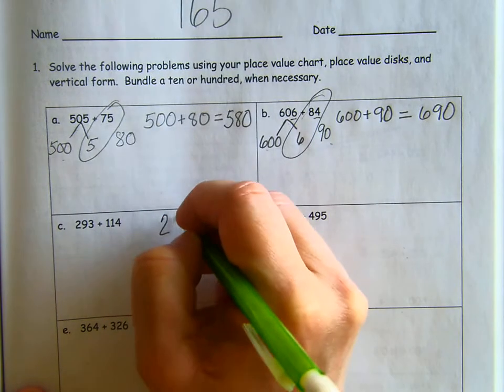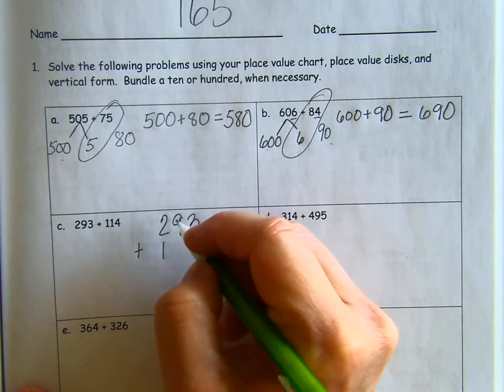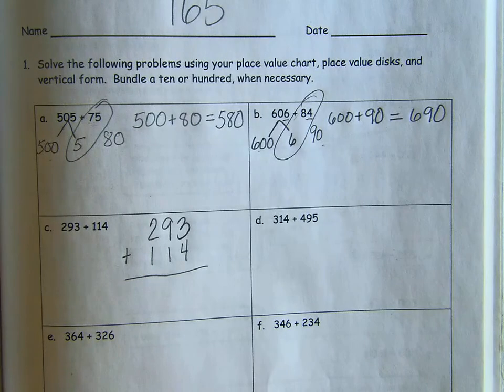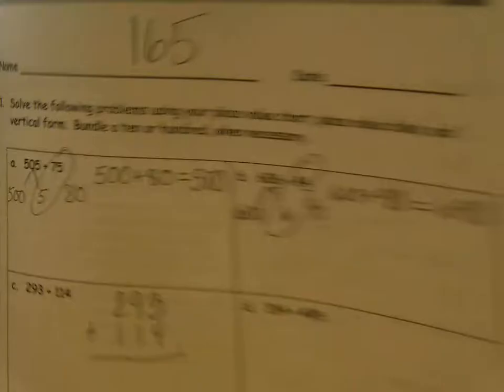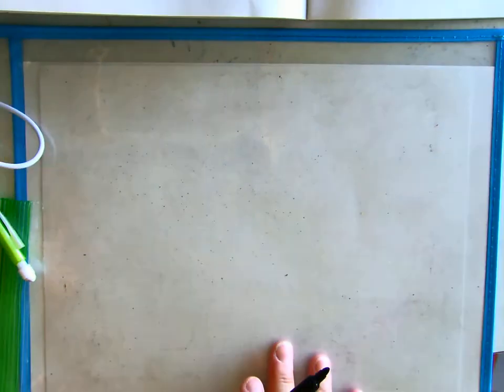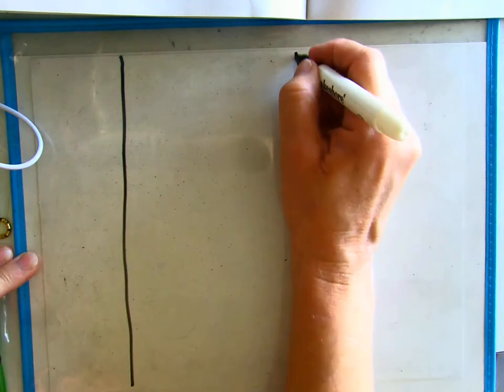We're going to write this in vertical form, making sure that we line the numbers up. The hundreds, the tens, the ones. Make sure we're lining them up correctly. And then I'm just going to use my whiteboard. Now you're going to want to have your book open and your whiteboard so that you can do these problems easily.